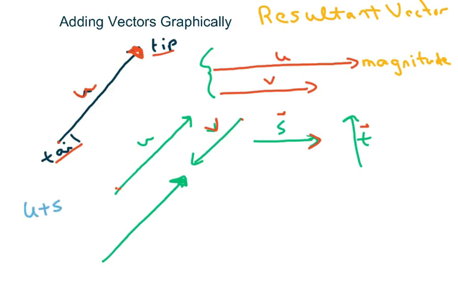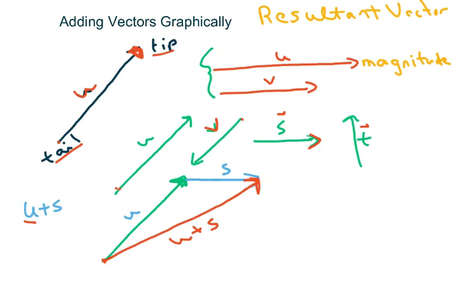Now we're going to add S. S goes horizontally, so from the tip of this vector, I put the tail of S and draw it this way. So this was U, and this is S. And for the resultant vector, you draw from the tail of the first vector to the tip of the second one. That's your new vector. This is U plus S, and that's how you draw them.